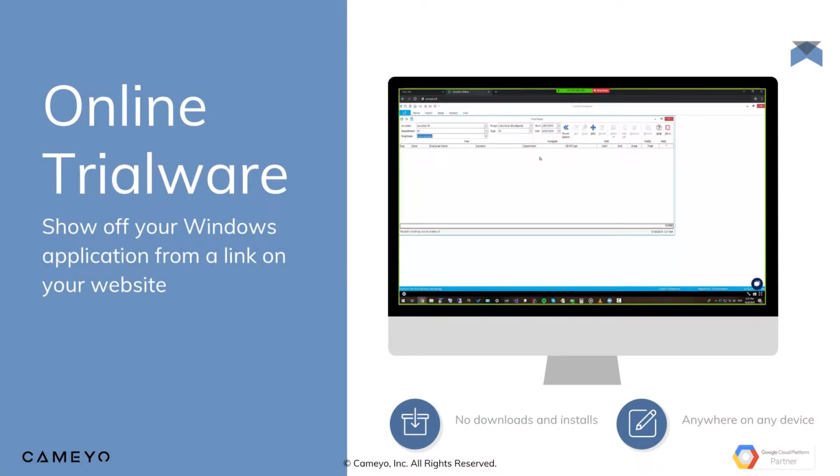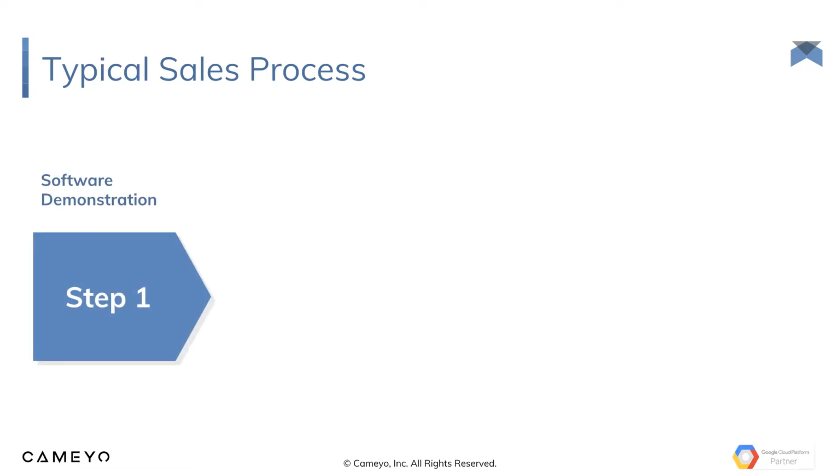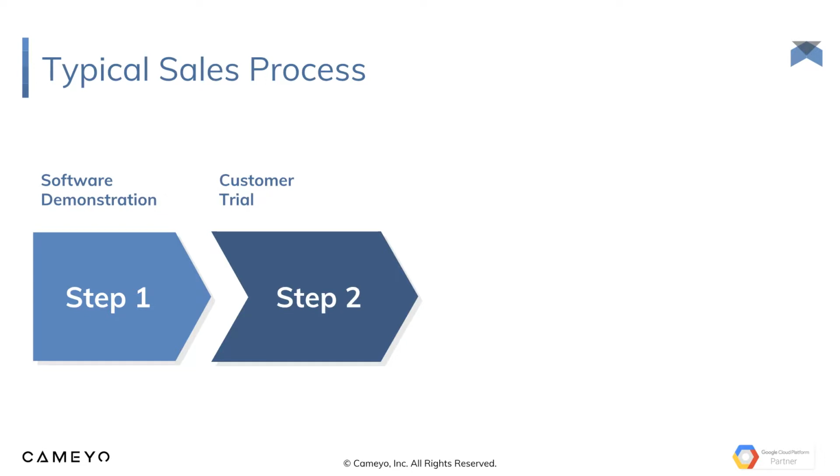In this video, you will learn how easy it is to enable customers to trial your software directly from the website with Cameyo. As an independent software vendor, you are well aware of the complexity and costs associated with traditional software sales approach. Your sales team demonstrates the product, the customer agrees to a trial.